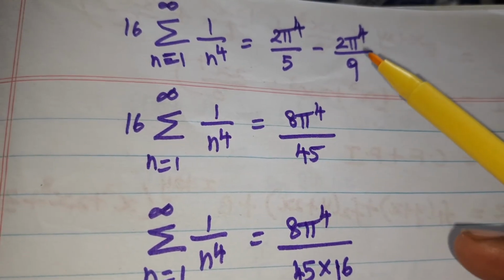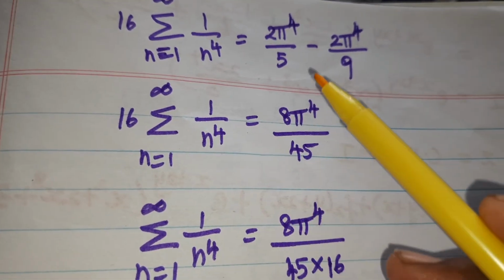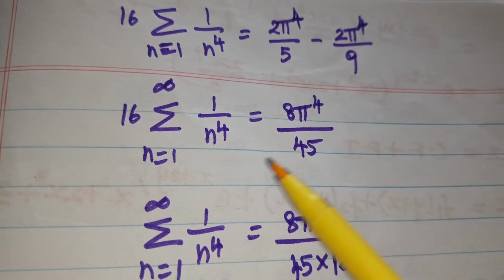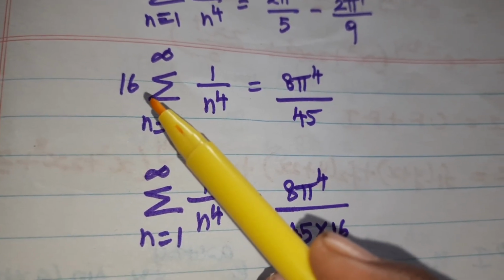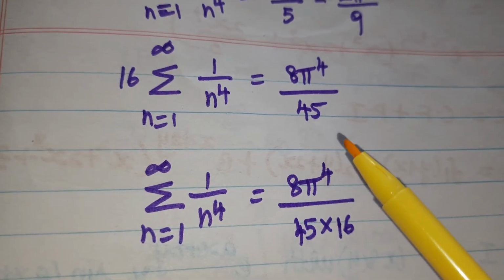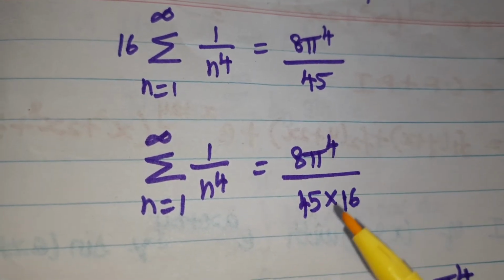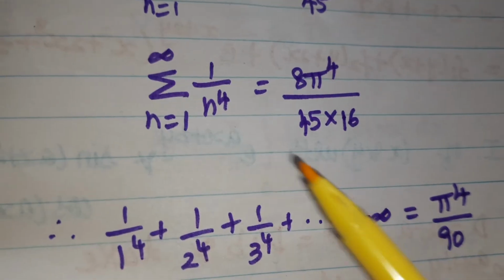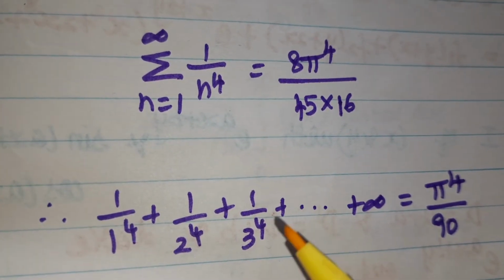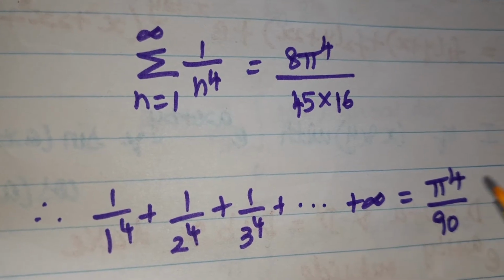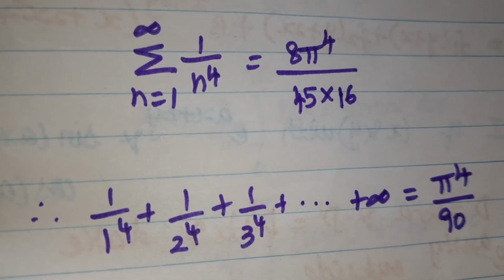Take 2 pi power 4 divided by 9 to the other side, therefore after subtraction it becomes 8 pi power 4 divided by 45. So 16 goes to the denominator, therefore 8 pi power 4 divided by 45 into 16. Therefore 1 by n power 4 is 1 by 1 power 4 plus 1 by 2 power 4 plus 1 by 3 power 4 plus etc. to infinity is equal to pi power 4 by 90.